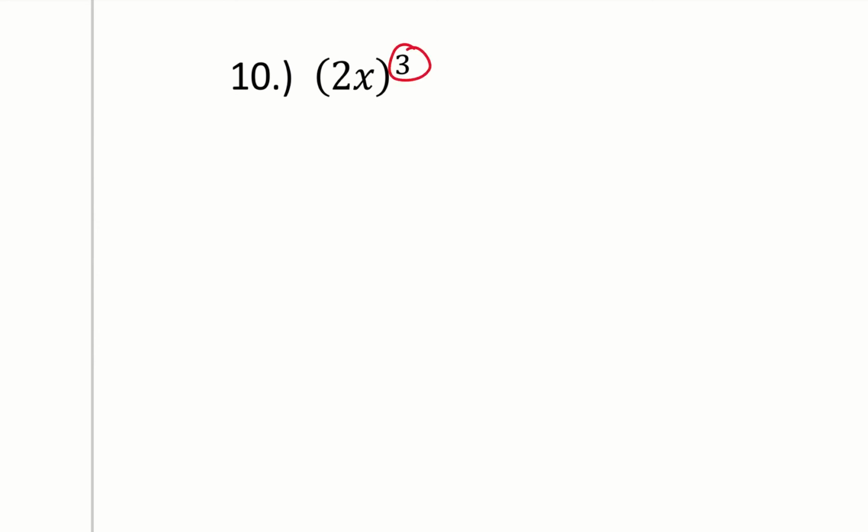What does this 3 on the outside mean? Well, what would it mean if it was, say, an x to the third? Wouldn't that mean x times x times x? So what is 2x to the third? 2x times 2x times 2x. 2 times 2 is 4, times 2 is 8, x third.